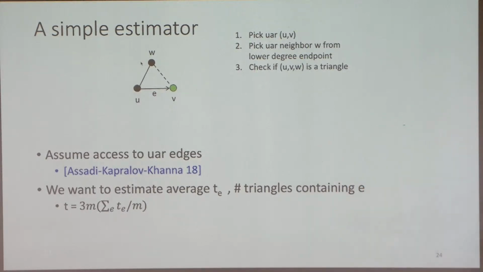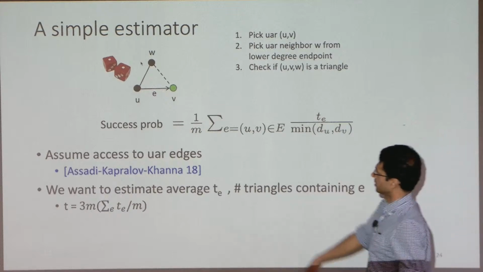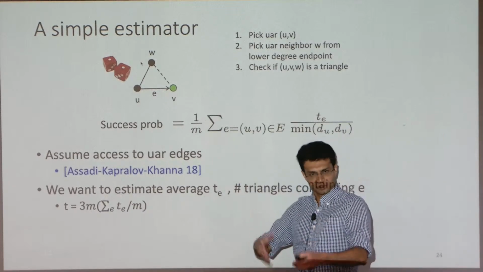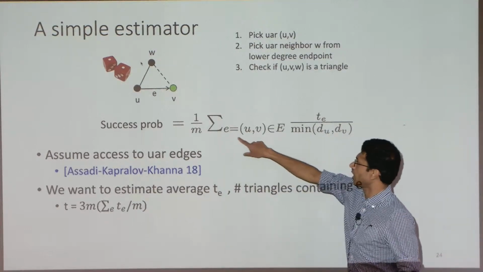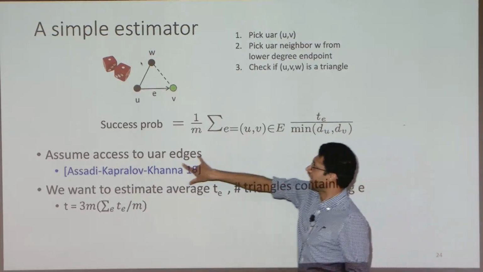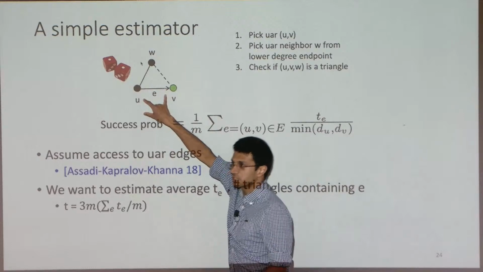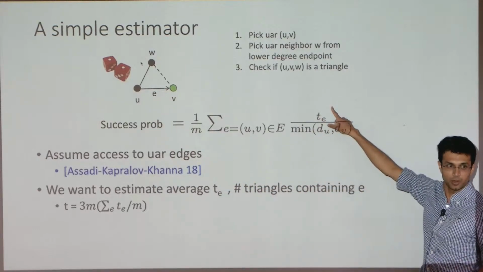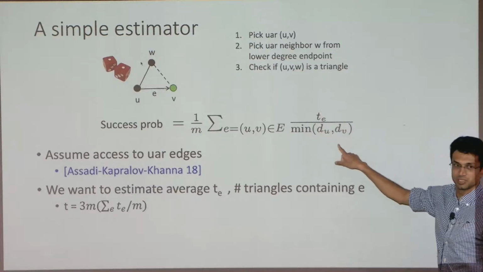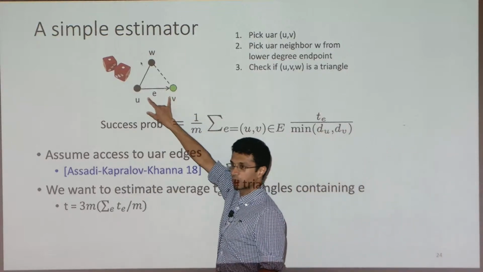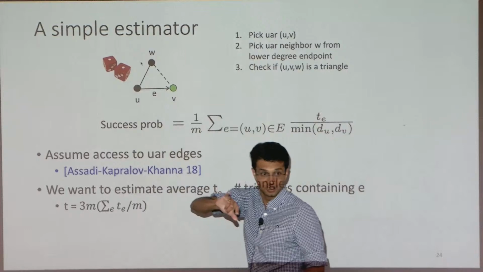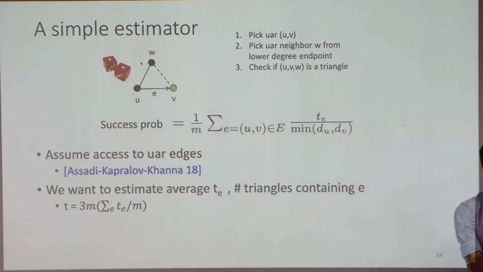Let me look at the success probability of it. So what is the success probability? I sum over 1 over M, because I'm looking at summing over all the edges, sum over all edges UV. Now, if I get an edge UV, the probability of success is T_E, the number of triangles the edge participates in, divided by the min of d_U and d_V. Because the number of choices for step 2 is the min, and the number of successes in step 3 is the number of triangles. So this is the quantity that I get. It's not even clear how you would analyze this or use this to get an estimator. But let's start from here, which is a natural place to begin.